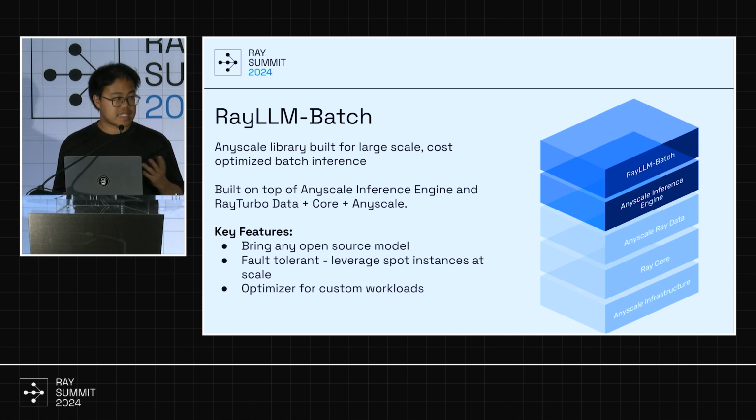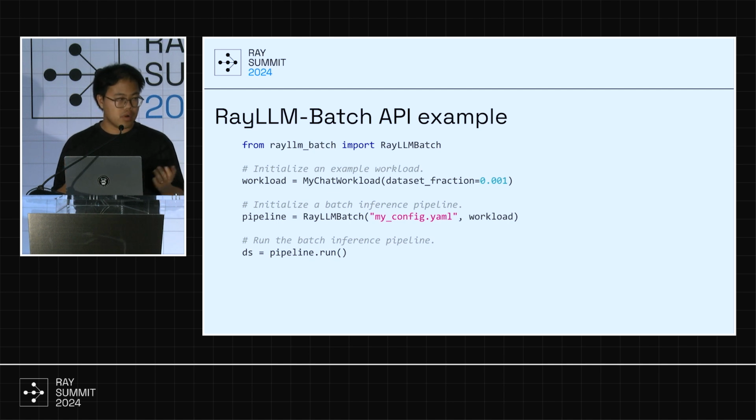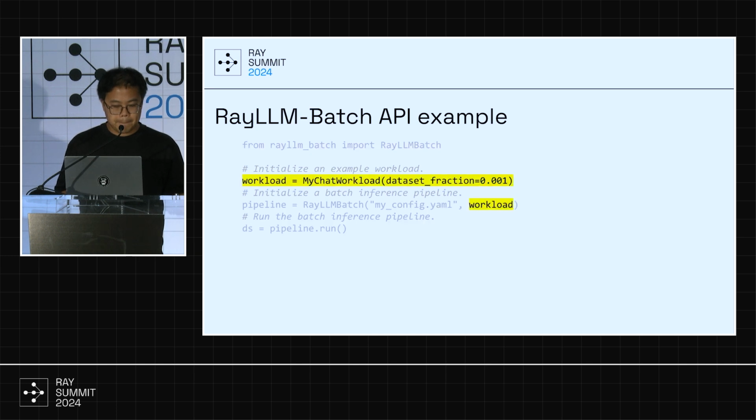Let's dive into a quick example of what this new library looks like. It's actually quite simple. It allows you to express a workload, and we'll cover what a workload means. We will be able to pass that into the batch LLM pipeline, and you can just execute the pipeline with run. What this returns is a Ray dataset, which you can then do more post-operations on as well.